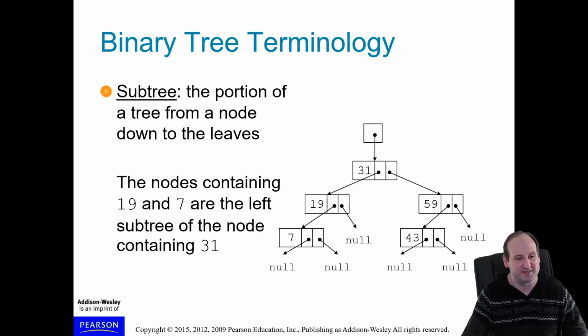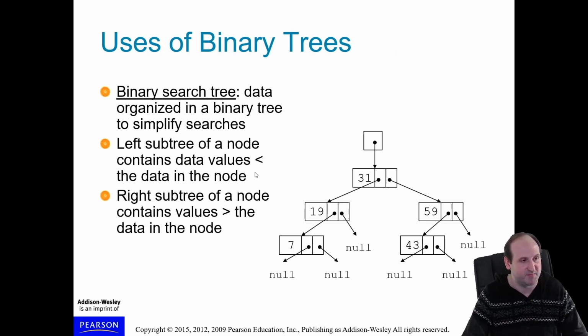So let's see, they're saying 19 and 7 are the left subtree. If I start with 31 and I say, just give me the pointer to left and start from there, that is a subtree, and 59 and so forth here is my other subtree, left and right. I'm reversed to you, so sorry about that. I'm terrible with reverse stuff here. So left subtree, right subtree when you're looking straight at it like a piece of paper, I guess.